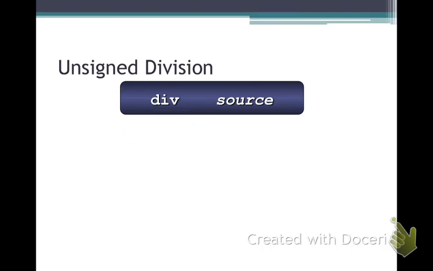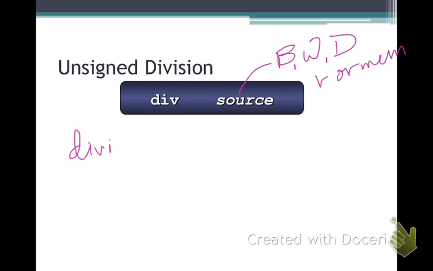So let's look first at unsigned division. For unsigned division, I have the source or divisor may be byte, word, or double word. Okay. The source can be a register or memory. Cannot be an immediate value. The location of the dividend is always in some form of the accumulator. Okay? And again, we'll go over that.